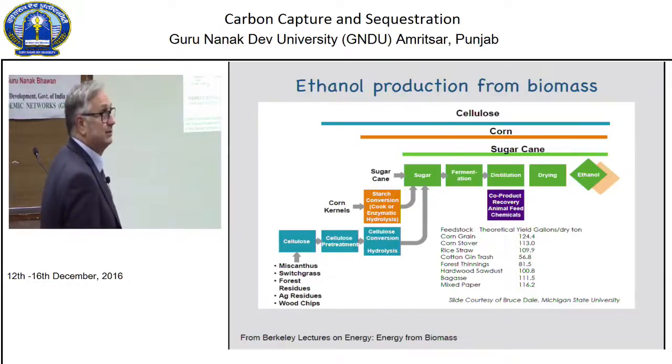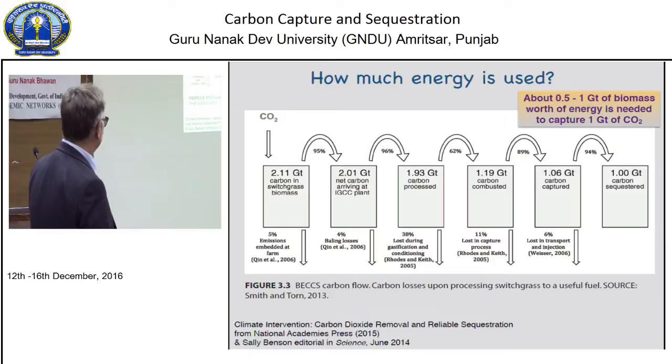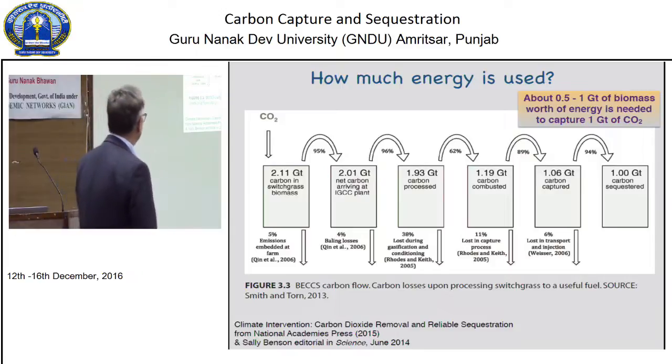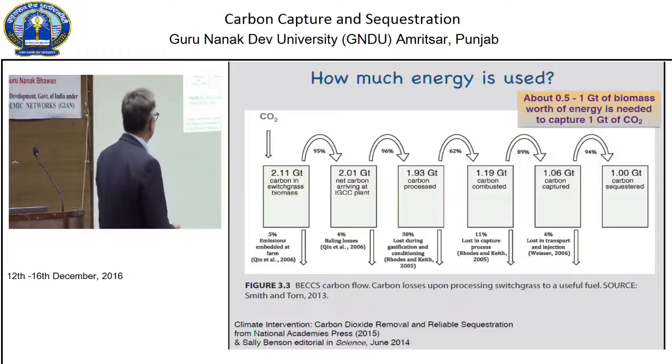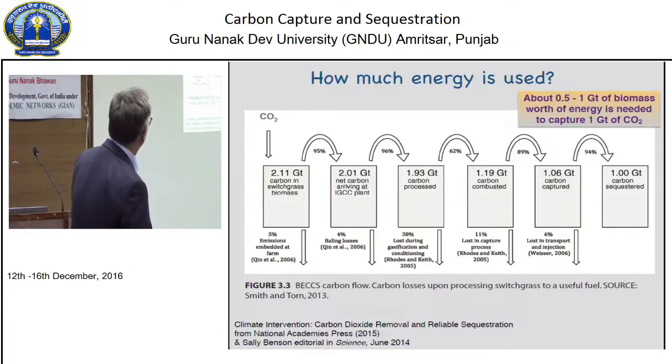But let's take a look at how much energy is used. This is a particularly interesting paper from the Climate Intervention report in the National Academy Press. It's for free. You can get it on the internet. And then Sally Benson, my colleague at Stanford, wrote an editorial about this, calling attention to the fact that if you look at the various steps along the way, CO2 comes in to grow the switchgrass, but the farm takes a little bit of energy.